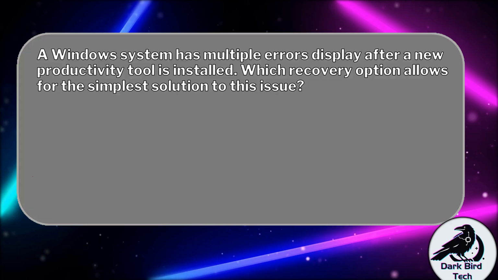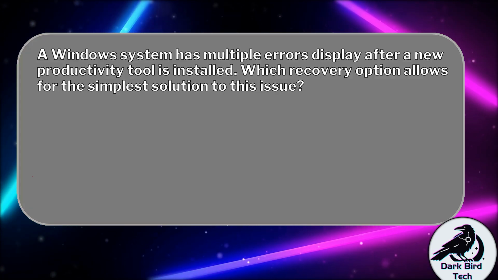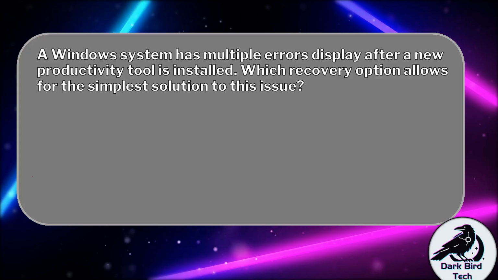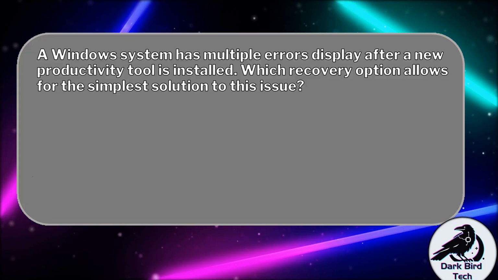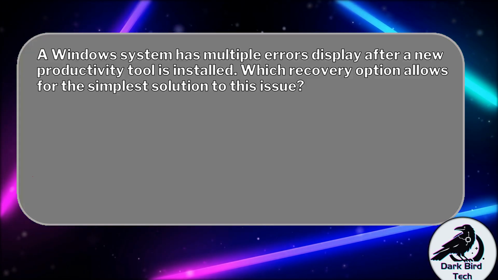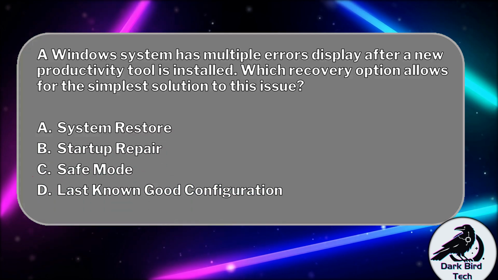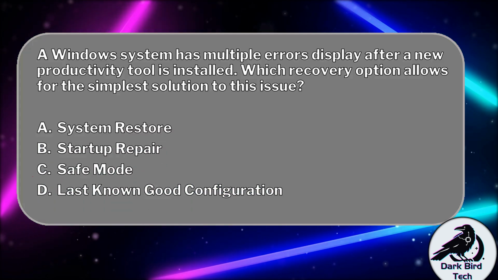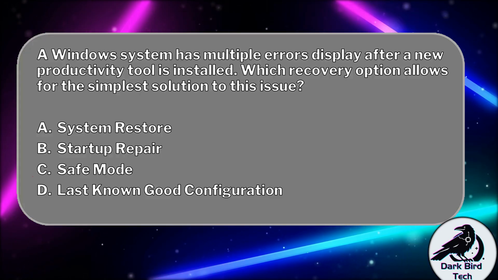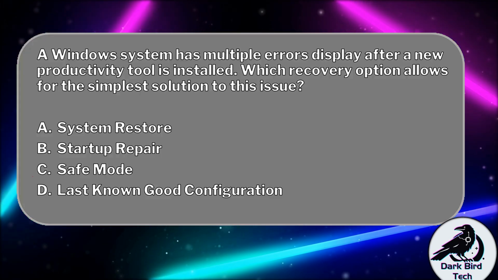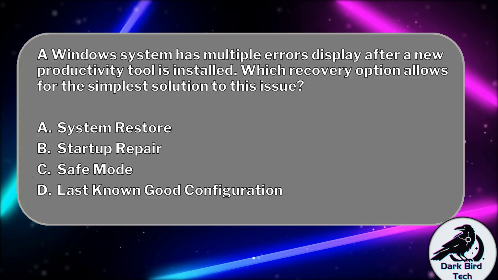A Windows system has multiple errors display after a new productivity tool is installed. Wonder what tool it is. Which recovery options allow for the simplest solution to this issue? Well, let's see what options they present us, and then we'll try and figure out which would be the easiest to work with. So we've got option A, system restore, option B, startup repair, option C, safe mode, and option D, last known good configuration.